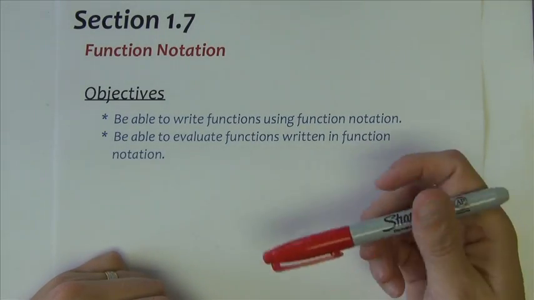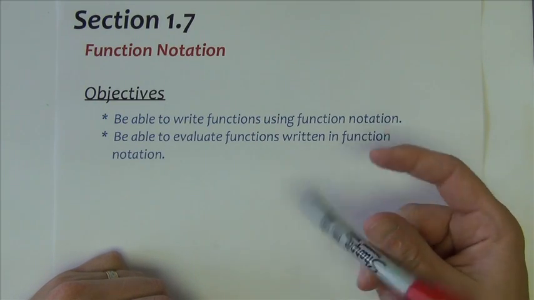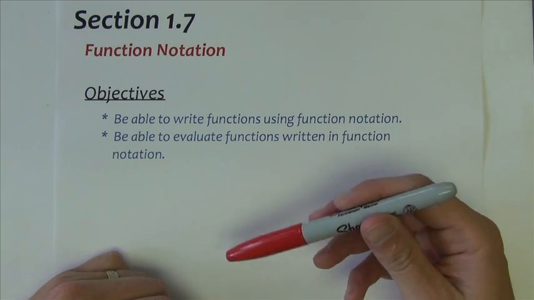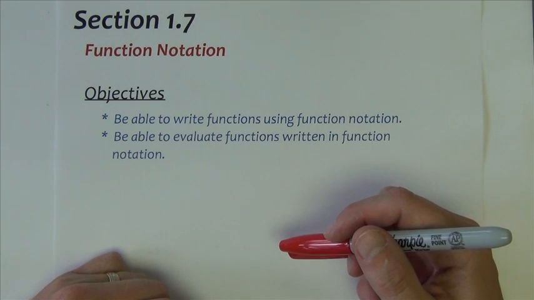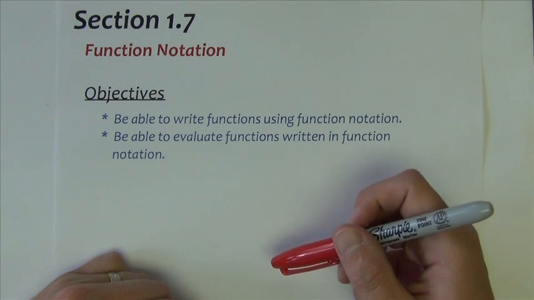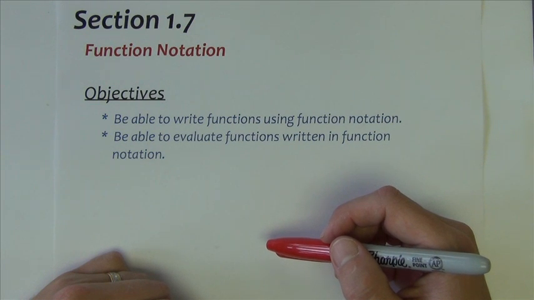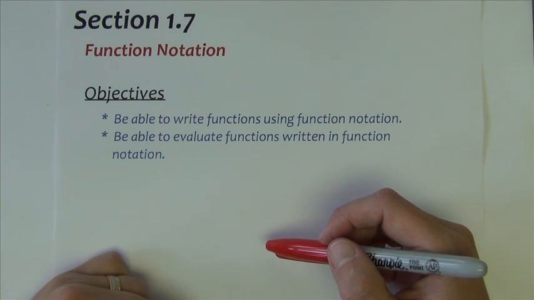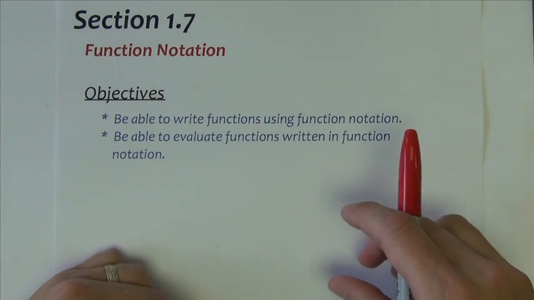Section 1.7 is titled Function Notation. What we're going to do is, one, just go over what function notation is, and then look at how we evaluate functions that are written in this function notation. Not really a whole lot new here in this lesson. It's mostly just a notation thing. How do we write and represent functions and then work problems in that? So kind of getting used to seeing the language, notation of functions.